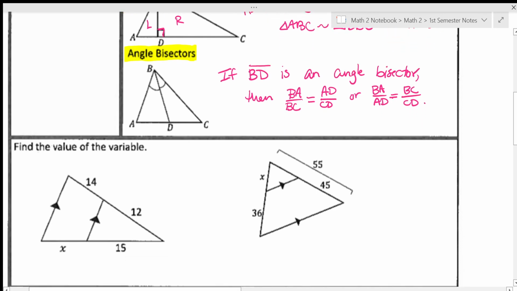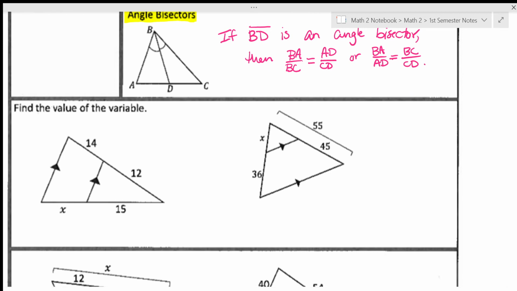Okay, so we have those three ideas that we're going to use in these problems now. On this first one, we have the side splitter theorem. We have a line segment going through our triangle. This is not a mid-segment because it does not split the sides in half, but it is parallel to our third side, which means that if we take 12 over 14, that would be equal to 15 over x. So we go piece over piece equals piece over piece.